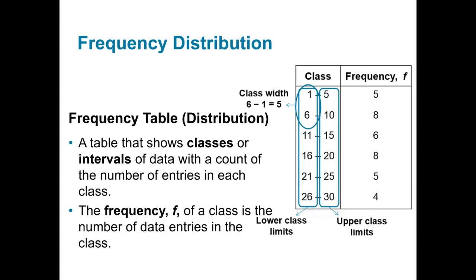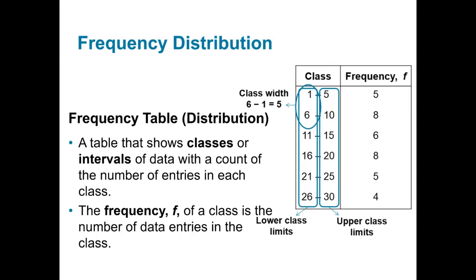So the frequency is however many data values fall into that class or category. For example, this is telling me there are 8 data values that lie between 6 and 10. What your lower and upper class limits tell you is that the class starts here and the class ends here. So every data value is going to be somewhere between 26 and 30 for this bottom class, for example. That's all those class limits mean.